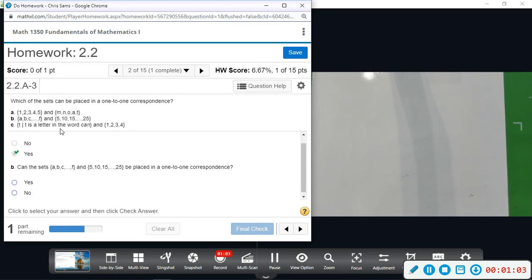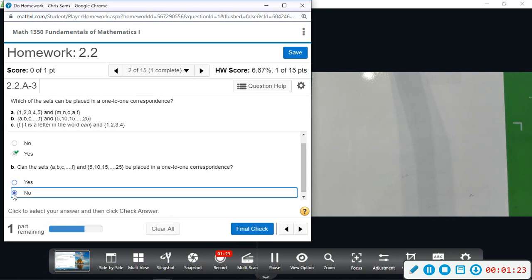All right, B, we have 5, 10, 15, 20, 25, there's 5 of them. They're counted by 5s. And then we have the letters A, B, C, D, E, F, okay? So there's 6, and we have 5. So they don't have the same number of elements. They do not have a one-to-one correspondence.